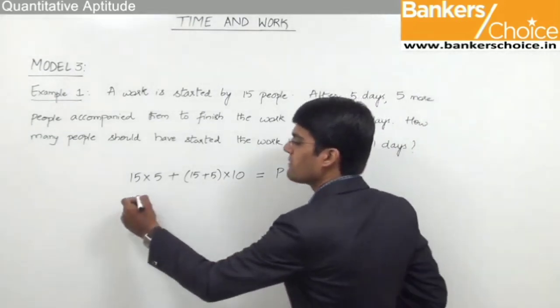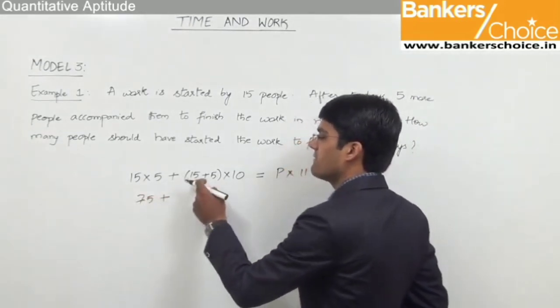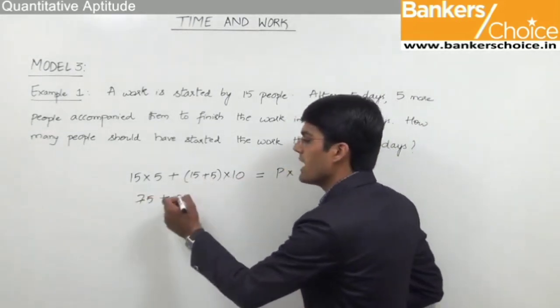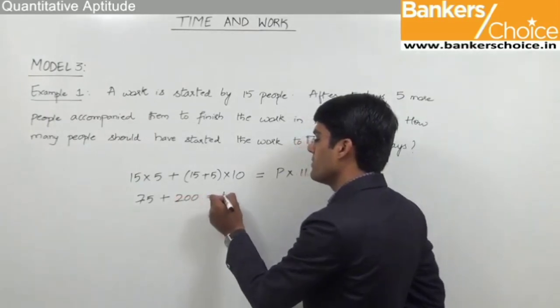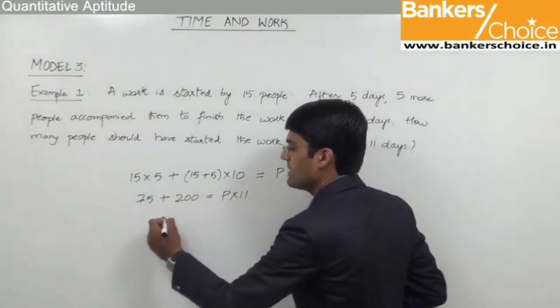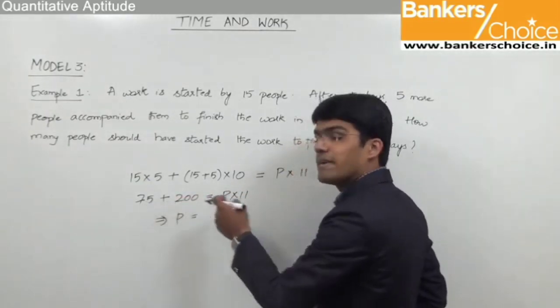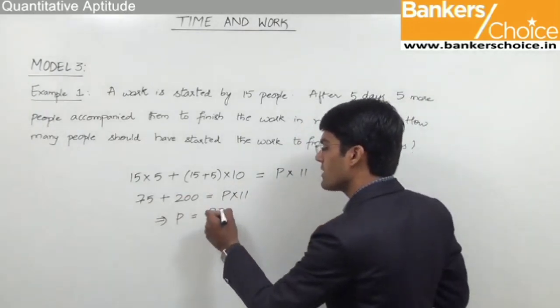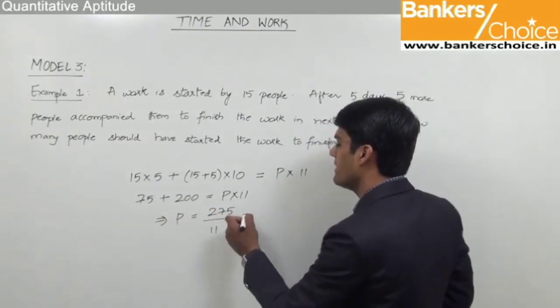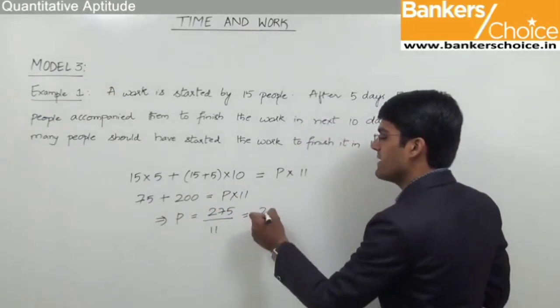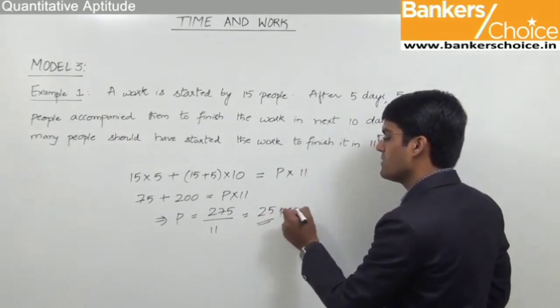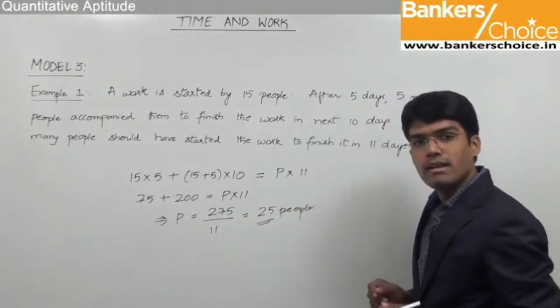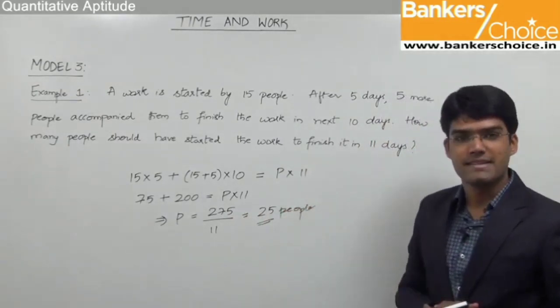So 15 into 5 is 75, plus 20 into 10 is 200, should be equal to P into 11. So from this, P will be equal to 75 plus 200, which is 275, divided by 11, which gives the answer as 25. So we can say that 25 people are required to finish the work in 11 days.